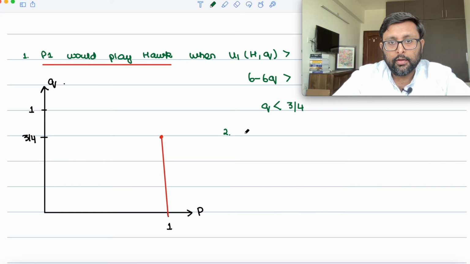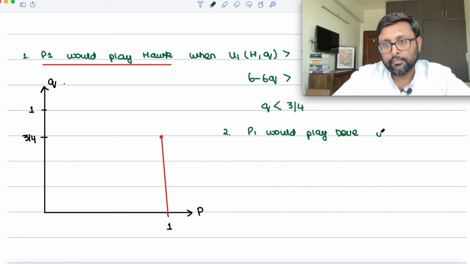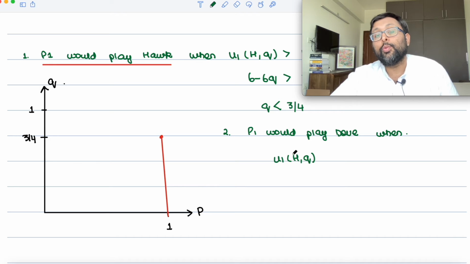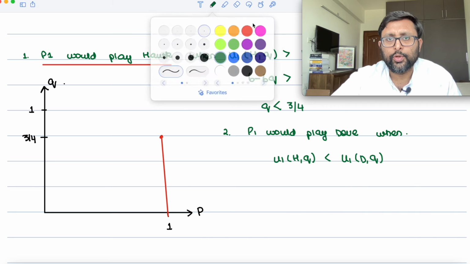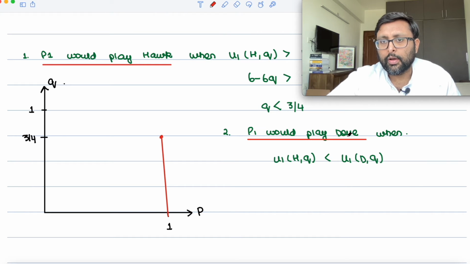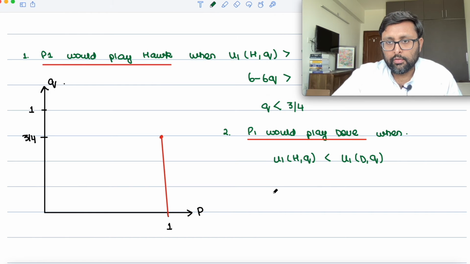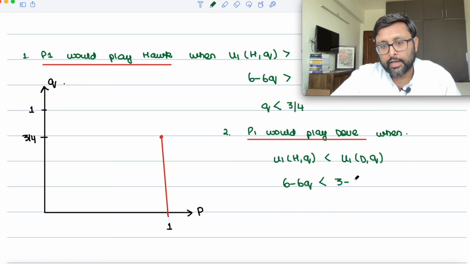This is the first point. Second, player 1 would play dove when the utility which player 1 is going to get from playing hawk is less than the utility which player 1 is going to get from playing dove, given the probabilities which player 2 is going to use. Basically, I am player 1 and I'll be playing dove when my utility is higher from playing dove than from playing hawk. So it is 6 minus 6q less than 3 minus 2q.